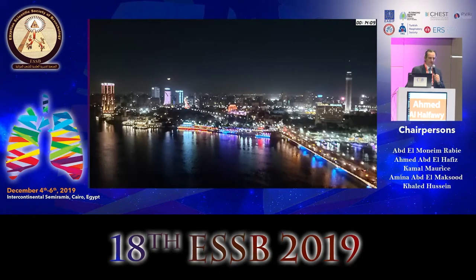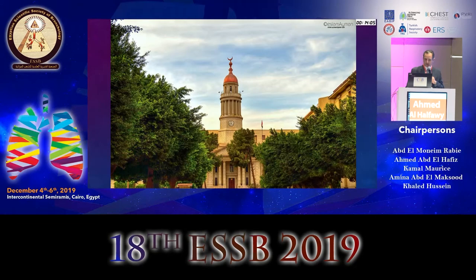Let me first show you the picture of Cairo at night. It's a very nice, beautiful evening yesterday. And of course, Qasr Al Aini, our second home.